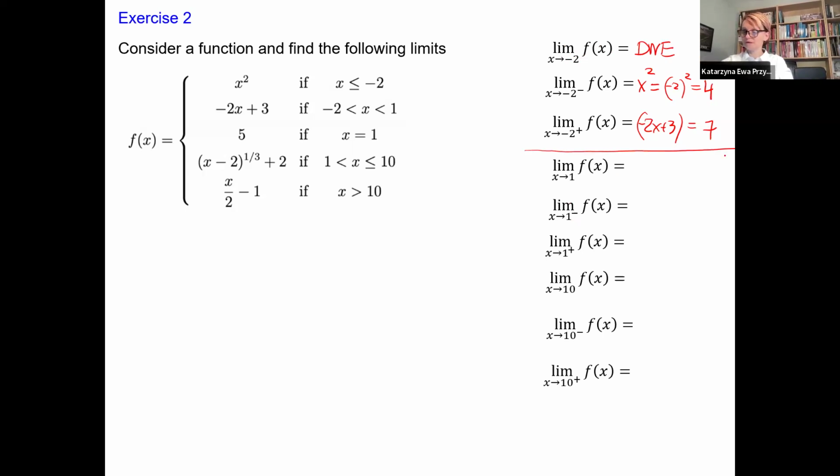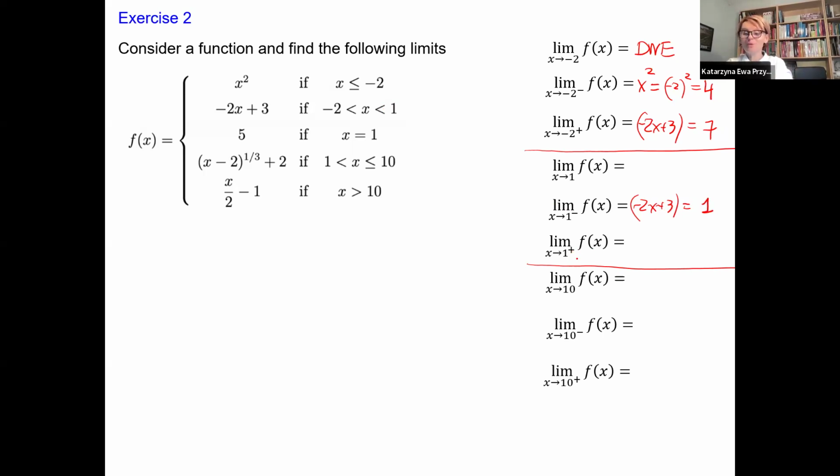Okay, we did this section. 1 from the left-hand side. Which formula will we use? Please tell me. Yes, correct. Because this is sitting on the left-hand side, and we can just substitute. We can see no indeterminate forms. I think everything is continuous. Okay, 1 from the right-hand side.